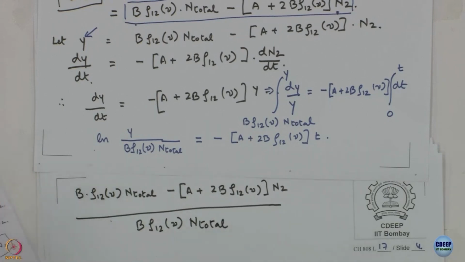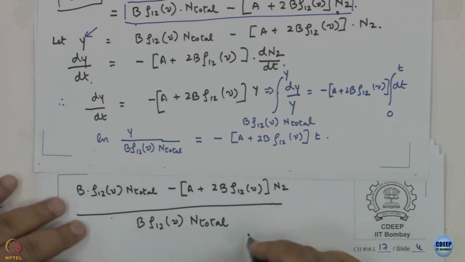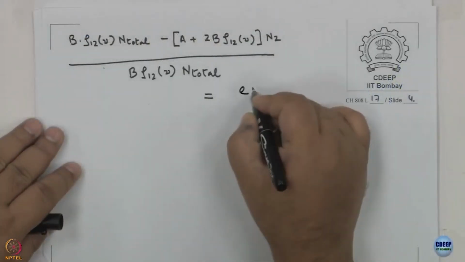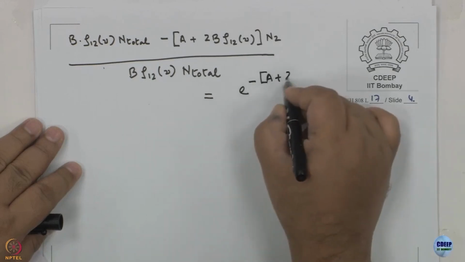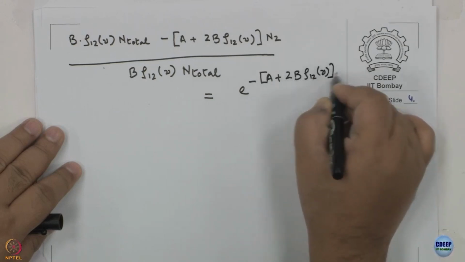Even before I write the right hand side, do you see the beauty of this expression? If I expand, the first term is 1, the second term has n2 by n total. n2 by n total is what we are looking for, right. So, we are getting there, is equal to e to the power minus a plus 2b rho 1 2 of nu t.